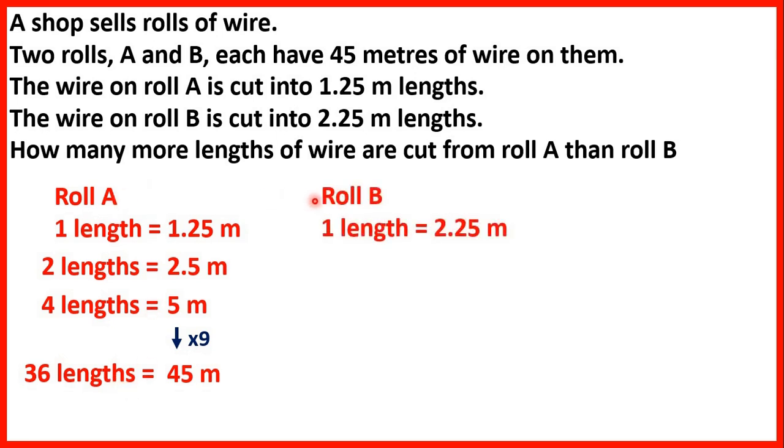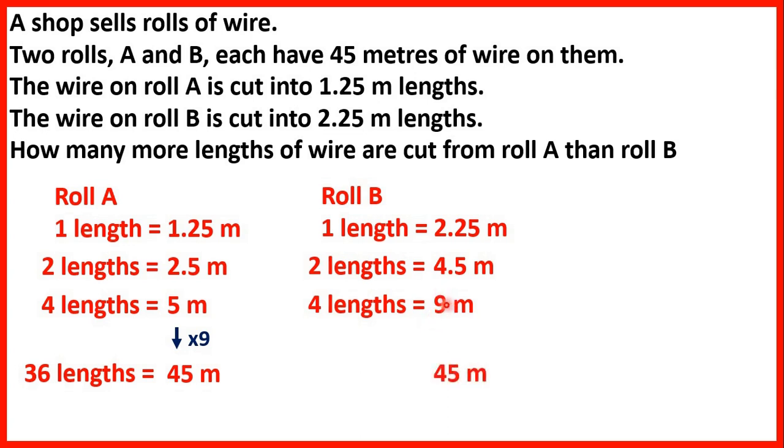So now let's look at roll B. We know that one length is 2.25. So again, we can count up in steps until we get to 45. 2 lengths will be 2.25 times 2, or 2.25 plus 2.25. So that's 4.5. And then we can calculate 4 lengths. That will be 4.5 times 2, so 9. And then if we know that 4 lengths is 9 metres, 9 times 5 is 45, and 4 times 5 is 20. So from roll B, we can get 20 lengths.